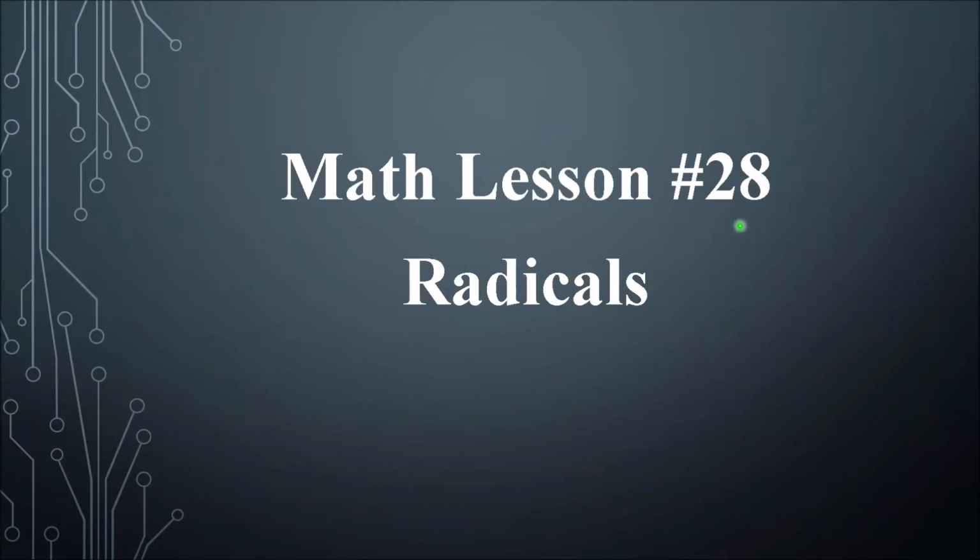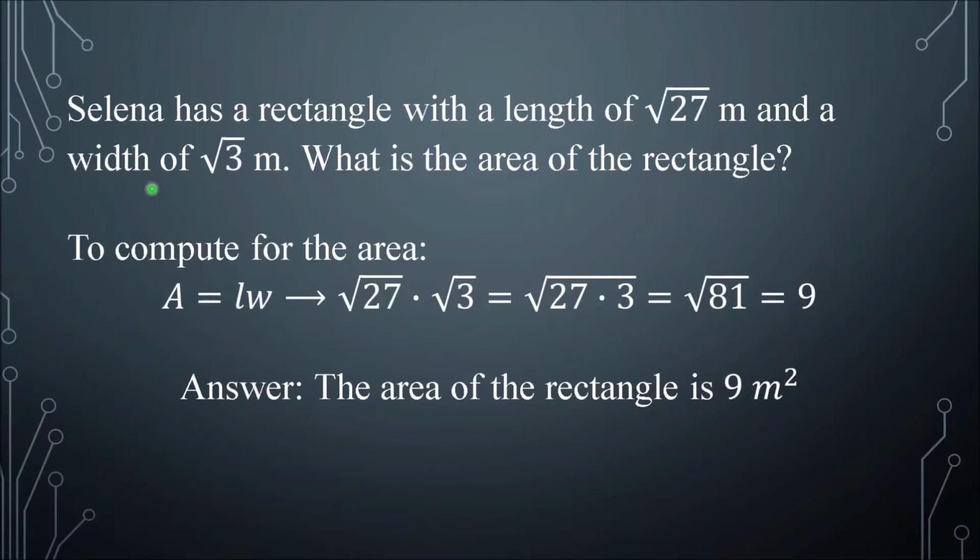Math lesson number 28, radicals. Let's start with this word problem. Selena has a rectangle with a length of square root of 27 meters and a width of square root of 3 meters. What is the area of the rectangle?